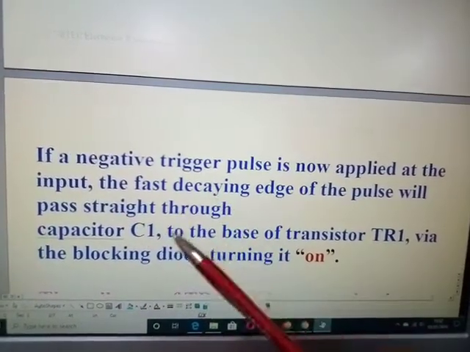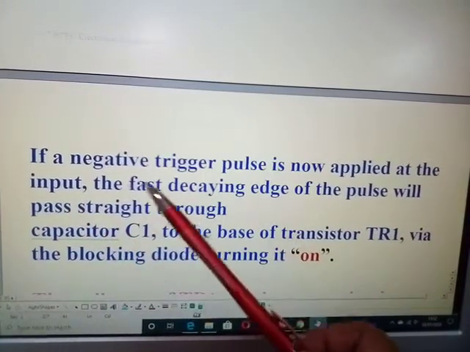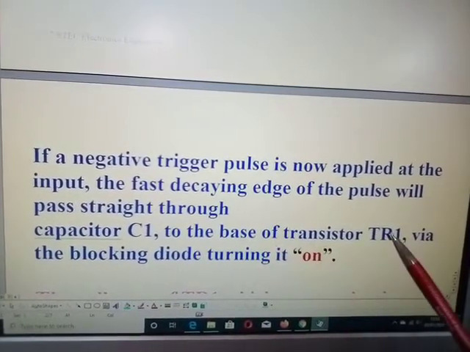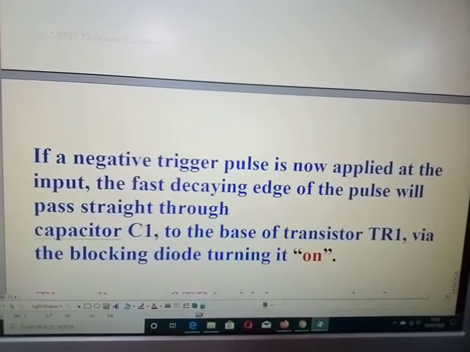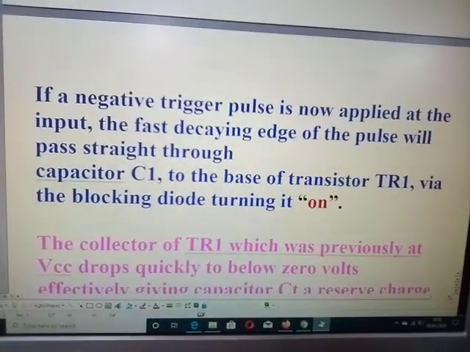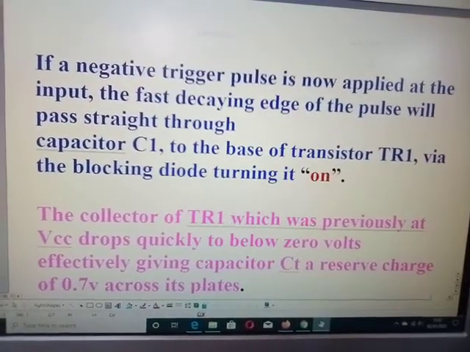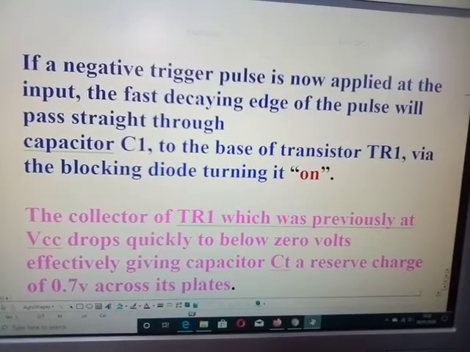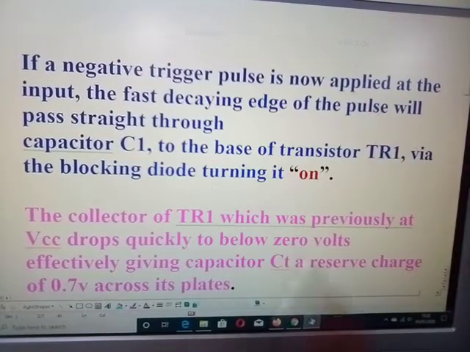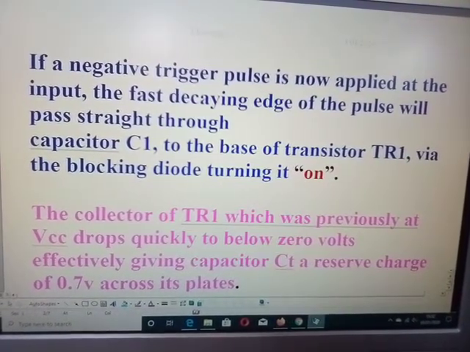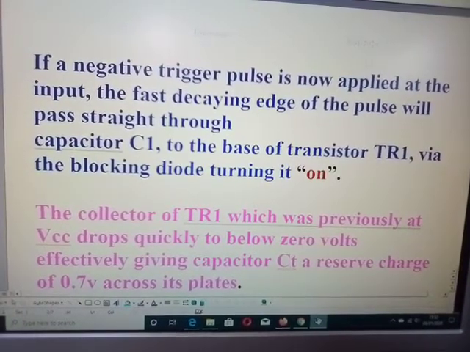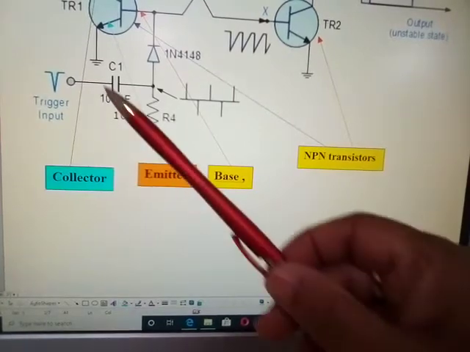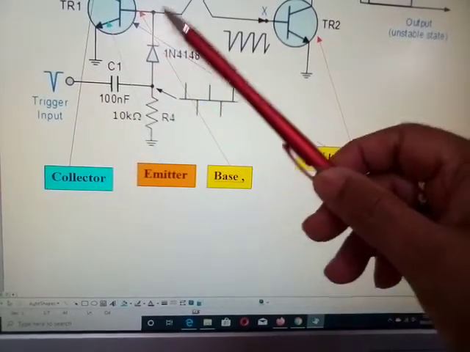Now, if a negative trigger pulse is now applied at the input, the fast decaying edge of the pulse will pass straight through capacitor C1 to the base of transistor TR1 via the blocking diode, turning it on. Now, it is important to remember that the triggering will only trigger on the falling edge. It will be triggered on the falling edge of the pulse. And again, let's look at where C1 is. And that is C1 here. And that is your blocking diode.